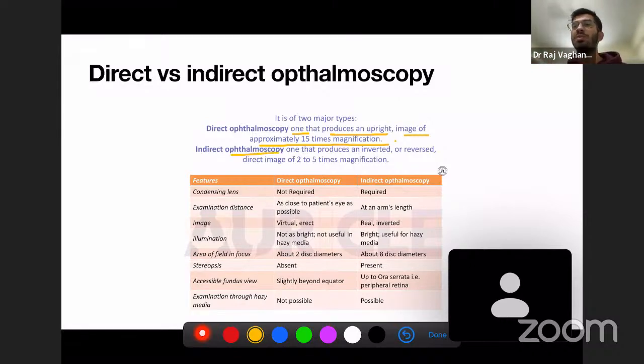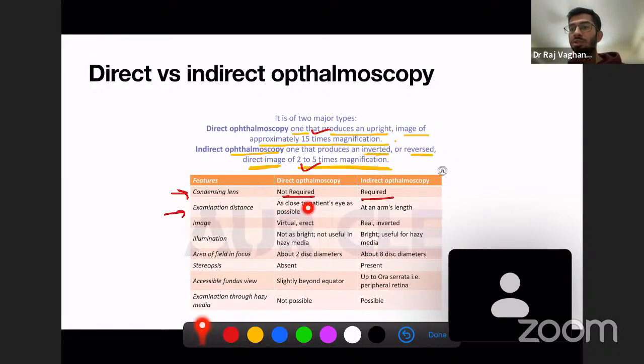And indirect ophthalmoscopy is the one that produces an inverted, reversed image of 2 to 5 times magnification. So this produces 2 to 5 times magnification, and direct produces 15 times magnification. Just remember this, it's very important. Now, the condensing lens is not required in direct and is required in indirect. Examination distance is as close to the patient's eye as possible in direct, and in indirect ophthalmoscopy, you have to be at an arm's length. So you have to be away from the patient by at least an arm's length.